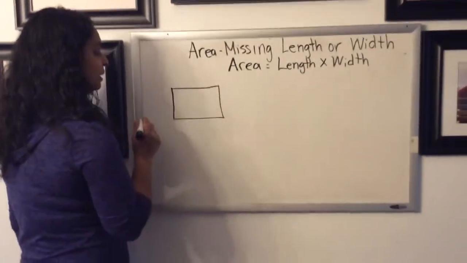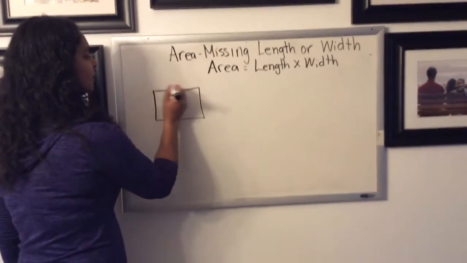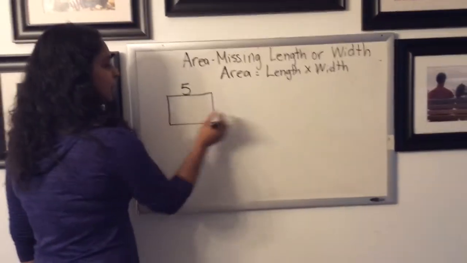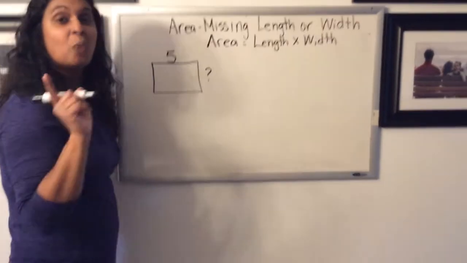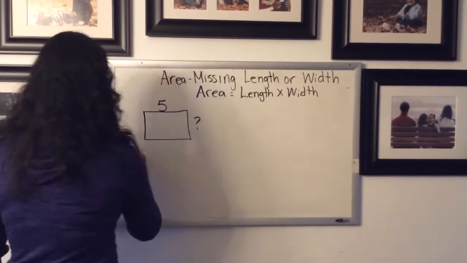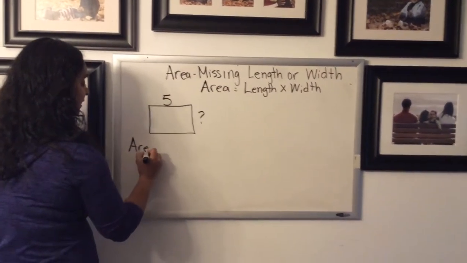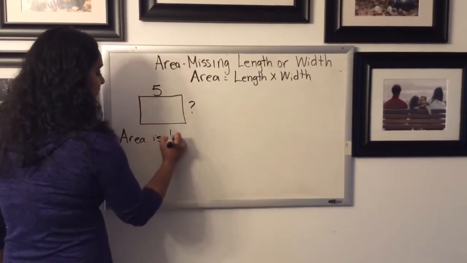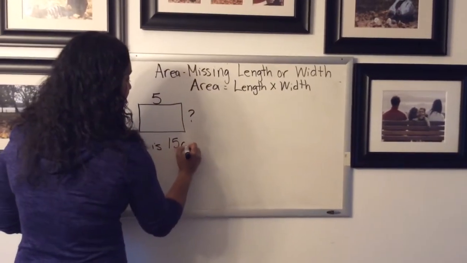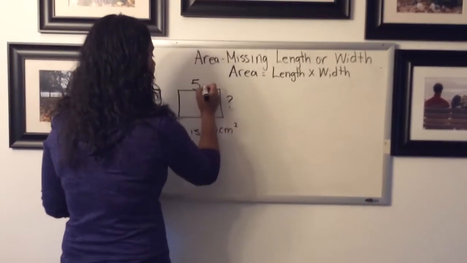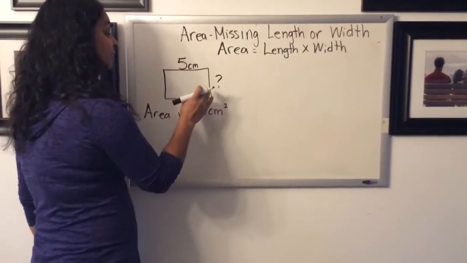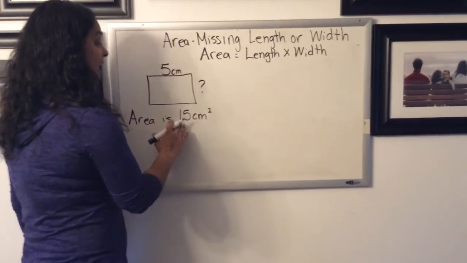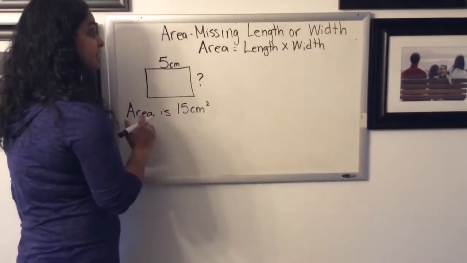So for example, what if I tell you that the length is 5, but I don't tell you what the width is? But I'll give you one more piece of information. The area is 15 centimeters squared. So we'll use centimeters as our units. So this is 5. We don't know what this is. And this is 15. The area is 15.